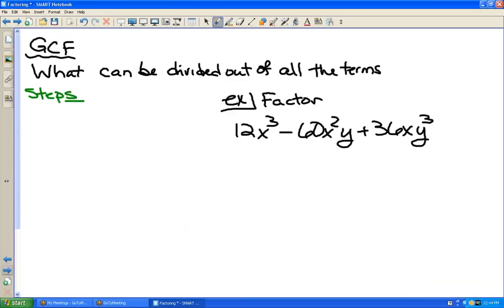Okay, so steps. I always like steps. You don't have to follow my steps, but sometimes they can help if you really get stuck when you're starting out. So I always look at letters first. Same with when I solve equations, I like to look at the letters before I look at numbers. So look at the letters. Step 1.